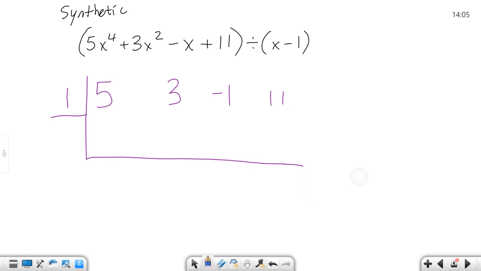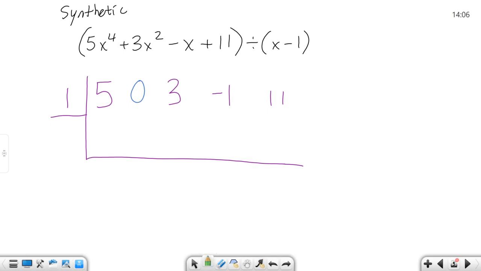So since I skipped something, I need a placeholder. There are no x to the thirds. You don't see one. There's 0 of them, so I have to put that 0 in there. So this is x to the fourth, x to the third, x squared, x, and my constant or my number. Okay? So that's how I arrive there, and I must have that 0 placeholder that I added. This must be here. So it must be there.